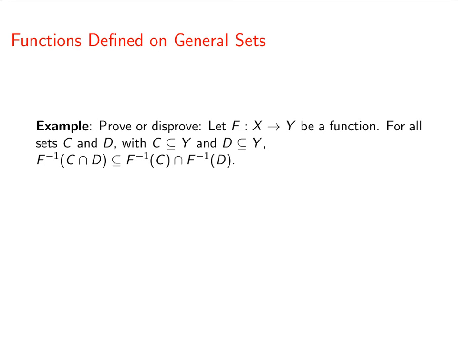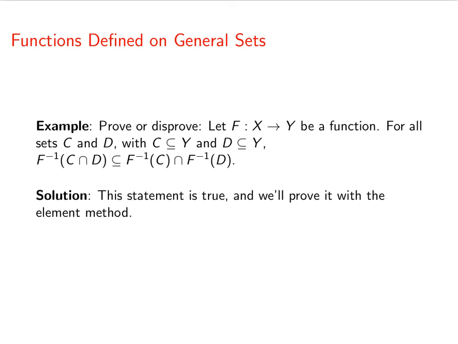Let's try this one. Prove or disprove. Again, we'll let f mapping from X to Y be a function. For all sets C and D, with C a subset of Y and D a subset of Y, f inverse of C intersect D is a subset of f inverse of C intersect f inverse of D. All right, now this one is true, and we'll prove it with the element method.